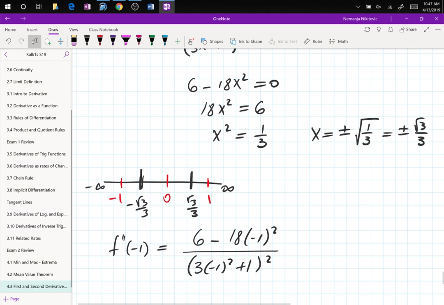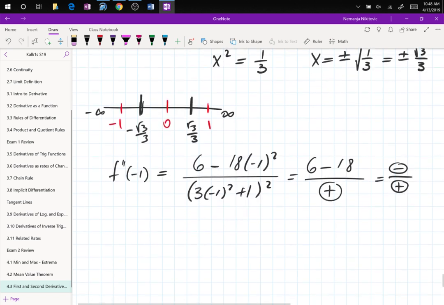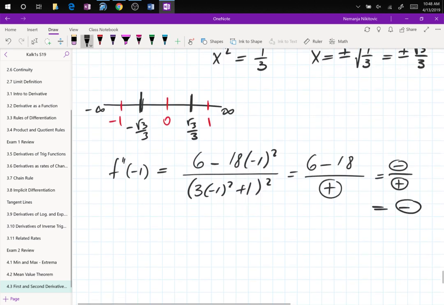Do I care about the denominator? No, it's squared. It's always positive, right? So I have 6 minus 18 in the numerator divided by a positive number. This is negative divided by a positive. That's negative. So the whole thing is negative, which is less than 0. So concave down on the first one.